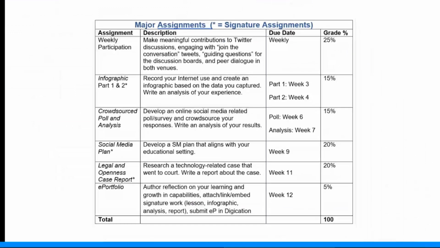You will note that weekly participation makes up 25% of your grade, and half of that comes from commenting. So as I said, don't wait until late Sunday to start that. The other signature assignments are noted here. You've got an infographic that I think you'll find a lot of fun, a crowdsourced poll and analysis using social media to poll some of your friends and classmates, a development of a social media plan for where you work, and finally looking at a legal case that has something to do with social media. All these you'll be loading into your Digication e-portfolio by the end of the course.